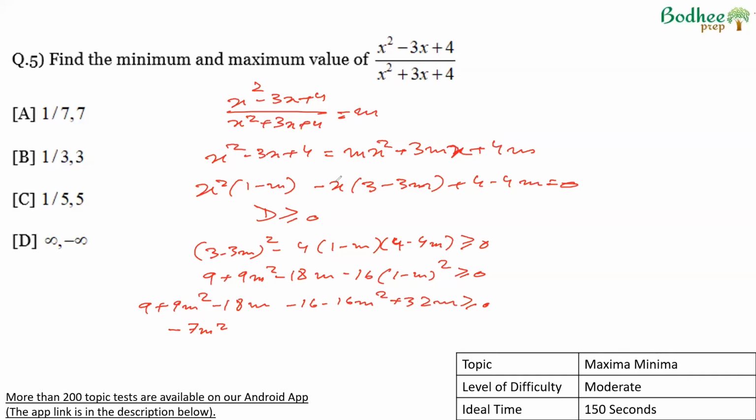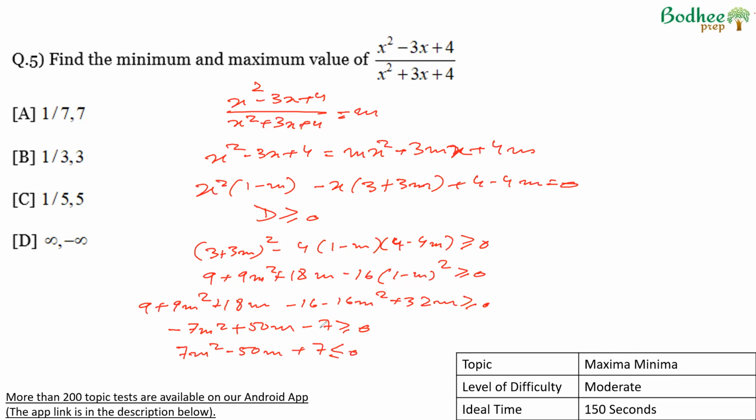There is one little problem that happened. This will be plus 3 minus 3x minus 3mx. Taking minus common will be 3 plus 3m, not minus. Therefore, this will be a plus, this will be a plus, this will be a plus. And therefore, plus 18m plus 32m will give us plus 50m. And then minus 9 plus 16 will give us minus 7. Multiply by minus 1: 7m² − 50m + 7 is less than or equal to 0.